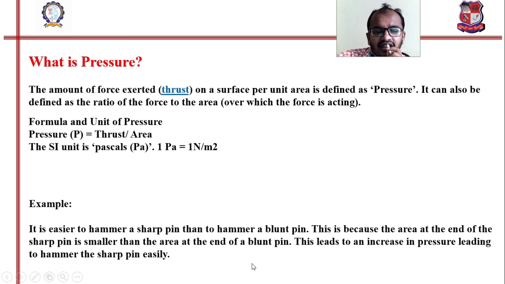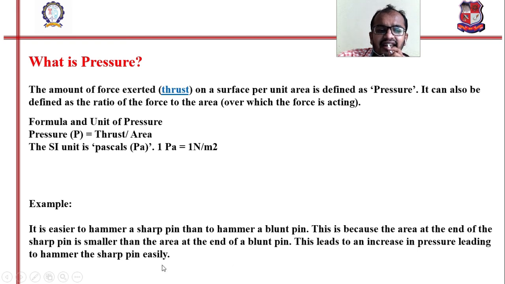One example again we can consider that it is easier to hammer a sharp pin than to hammer a blunt pin. બરાબર છે ને? હવે આપણે કોઈ પિનને ફિટ કરવી હોય બરાબર તો બટ ઓબ્વિયસ છે કે તમારી જે પિન છે એ શાર્પ પિન હશે તો આપણે ઇઝીલી એને આપણે પુટ ઇન કરી શકશું પણ જો બ્લન્ટ પિન હશે તો ઇટ ઇઝ વેરી difficult. Why it is difficult?